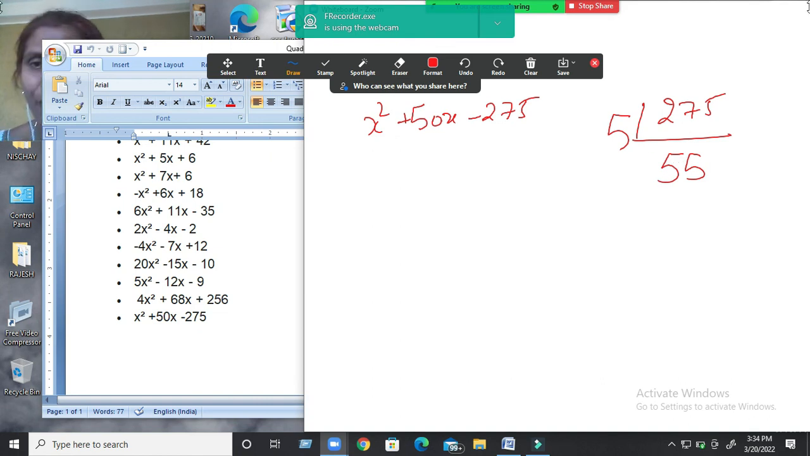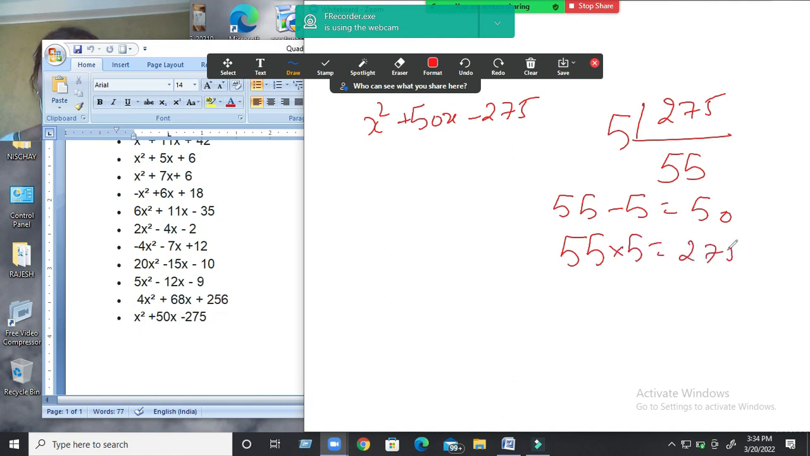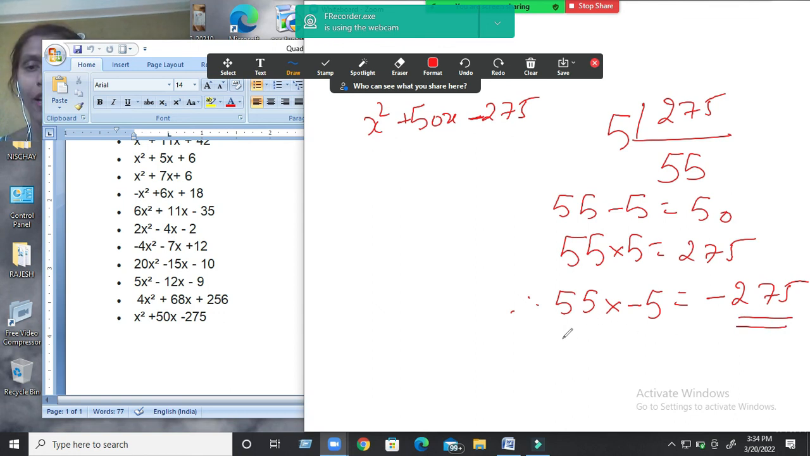Look here, it is 55 minus 50. See, the pair is very easy. We got 55 minus 5 is 50, and 55 into 5 is anyway 275. Now let us look for plus and minus. It is minus 275, therefore it is 55 into minus 5. The pair should be such that we get a into c, which is 1 into minus 275, which is minus 275. Therefore, 55 comma minus 5 are the perfect pair.